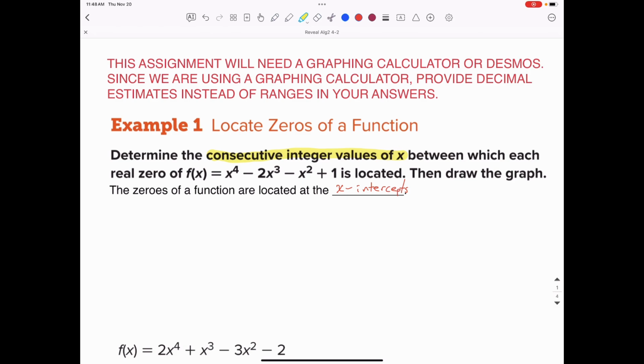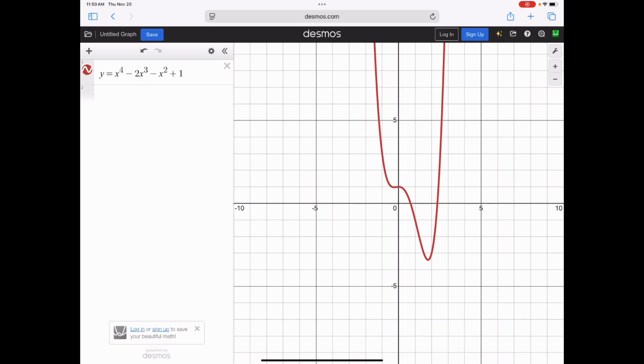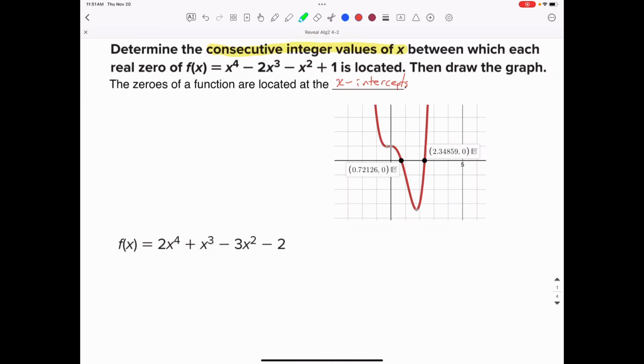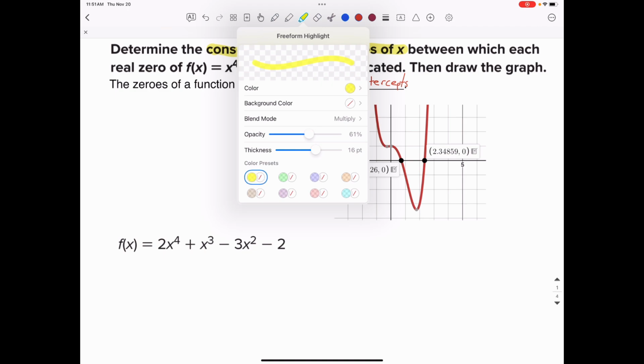So the first thing I need to do is graph that function. I've already typed in the function, and again, to find the zeros of the function, we're going to look at the x-intercepts. Let me highlight the x-intercepts, and you can see that it's not going to be a whole number answer. These are just estimates. So we're going to have an x-intercept of positive 0.72126 and an x-intercept of 2.34859. So there is the important part of that graph.